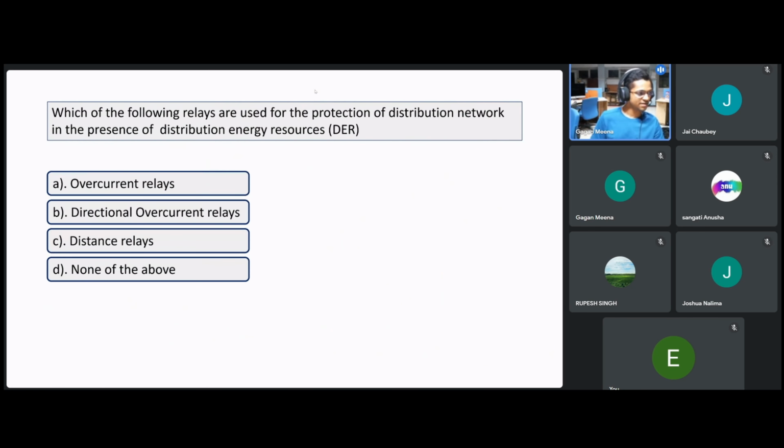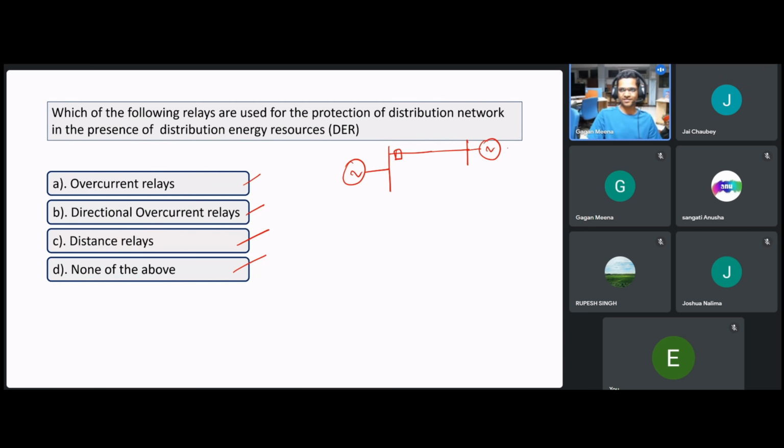So let us go to the next question. Which of the following relays are used for the protection of distribution network in the presence of DER? This we have already discussed. I think this is the third time we are discussing this concept. Overcurrent, directional overcurrent or distance. Directional overcurrent relays. Correct.